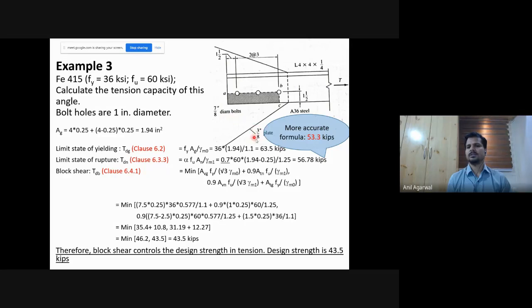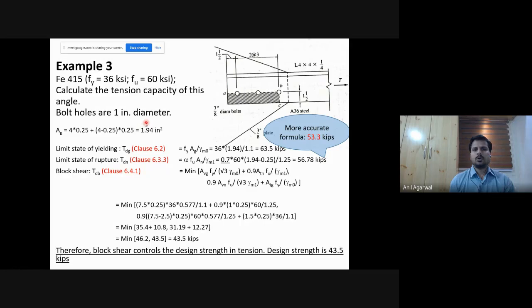The gusset plate thickness is given as 3/8 of an inch, but I don't think that has any role to play because we are not talking about the block shear failure or the shear failure of the gusset plate. We are only talking about the failure of the angle. So the plate thickness does not play a role here. The angle is L4 by 4 by 1/4. So each leg is 4 inches long, or wide, and thickness is 1/4 of an inch. The steel that is used is 36 grade steel. A36 basically has, you can say Fe415 also, it's the same thing. So it has 36 KSI yield stress and 60 KSI ultimate stress.